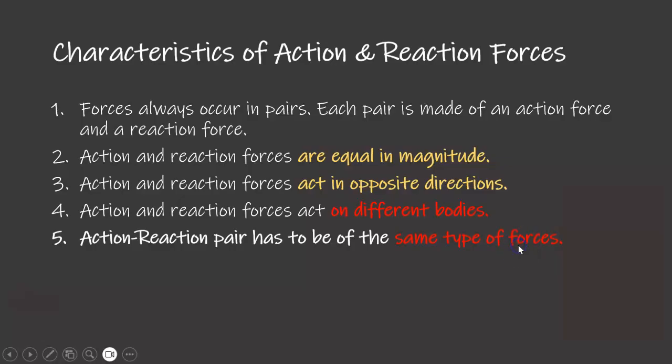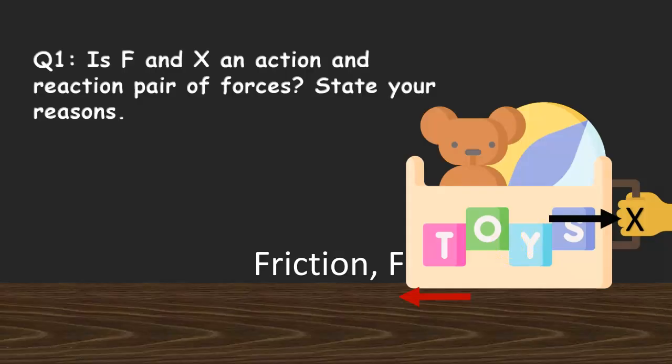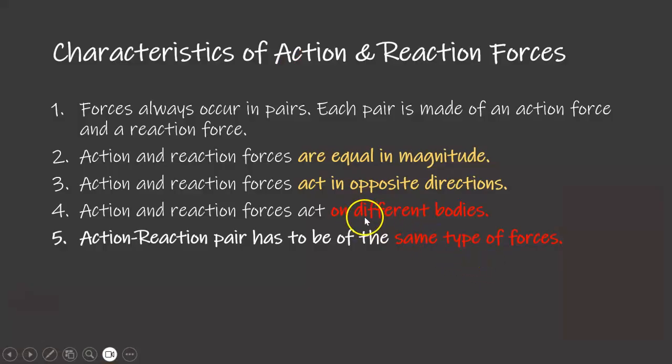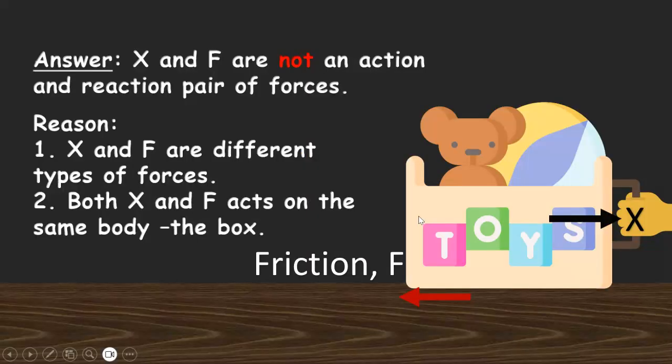In this case, first and foremost, the force X is not a frictional force. This itself already tells us that X and F are not an action and reaction pair of forces. Moreover, the force X acts on the box. The friction F is a force acted by the floor on the box also. So both forces are acting on the same object, the box. For an action-reaction pair of forces, they have to act on different bodies. So this is another reason why X and F are not an action-reaction pair of forces.